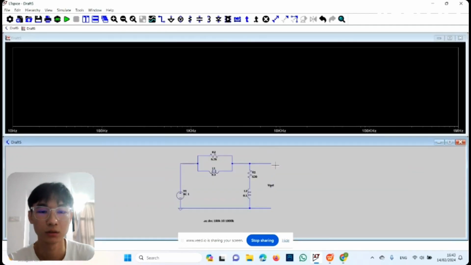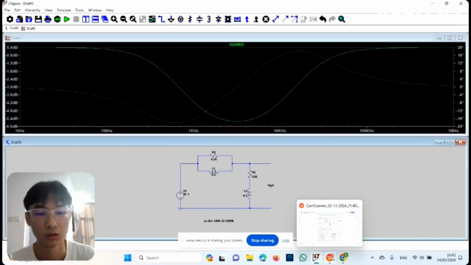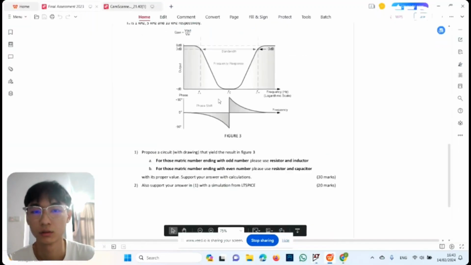Then we run the circuit, and the output voltage will show a band stop filter. The cutoff frequencies will be approximately 1 kHz and 10 kHz, and this is the phase, which will drop, go up again, and drop again. Also the same as the question given, like this.